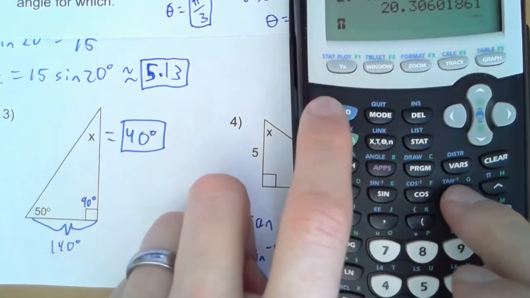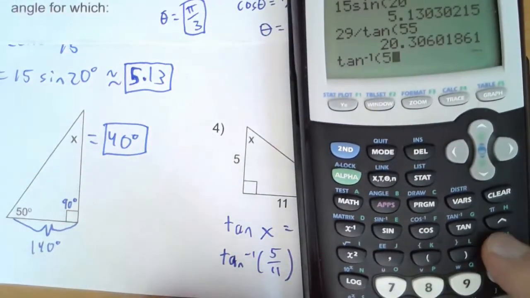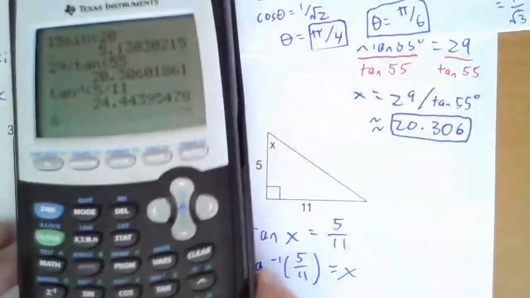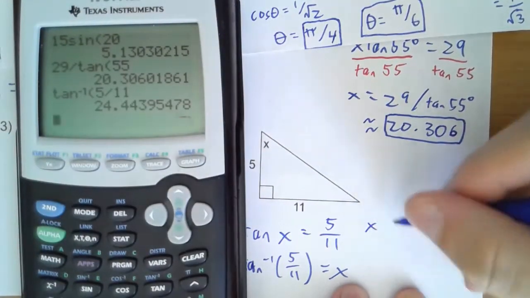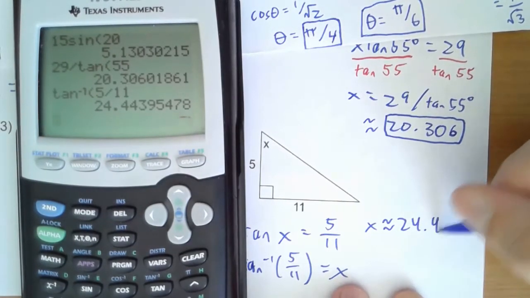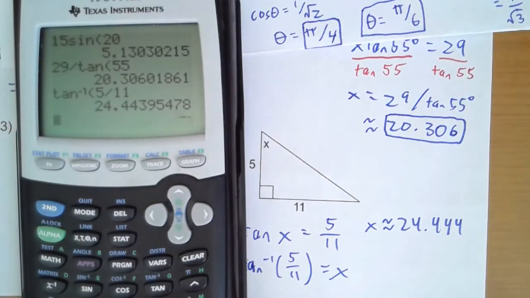Okay, so I'm going to do second tangent. If I do second and then tangent, it'll give me that inverse tangent. I can do inverse tangent of 5/11. Okay, and I can get that x is about 24.444.